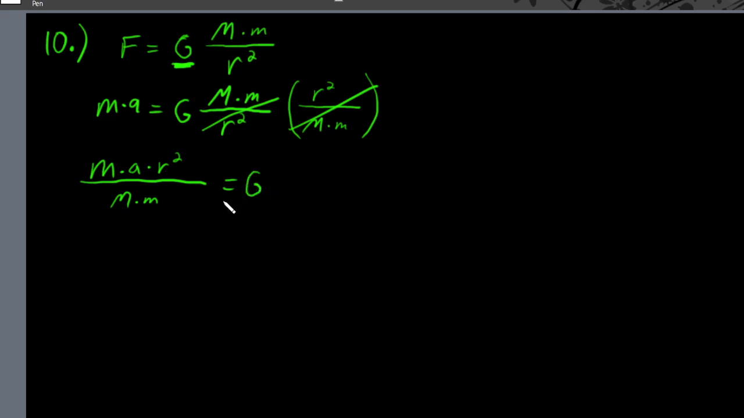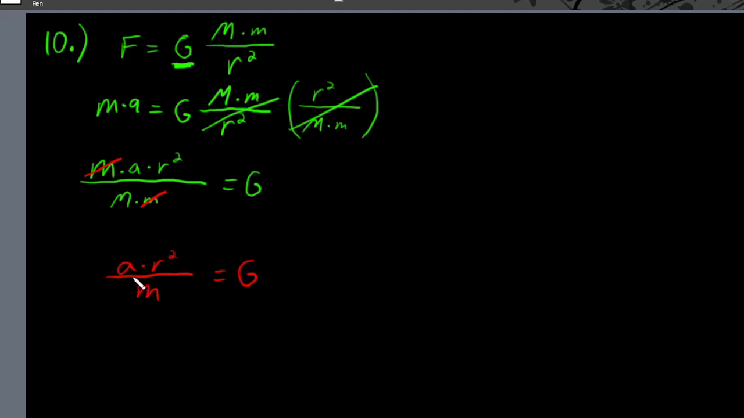All right, what we do at this point is we look and see that this m and this m can divide away because they are both masses. So that's going to leave us with a times r squared divided by m equals G.